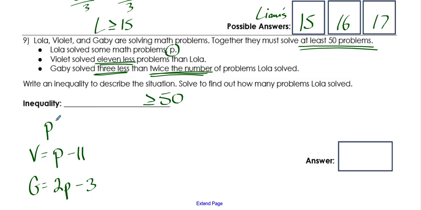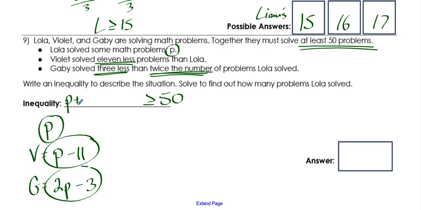And we know that all together, this, and this add up to something that's greater than or equal to 50. P plus P minus 11 plus 2P minus 3. That's Lola, that's Violet, that's Gabby. Altogether, that's greater than or equal to 50. I'm going to combine like terms here. That's 4P. Combine like terms there. That's negative 14.